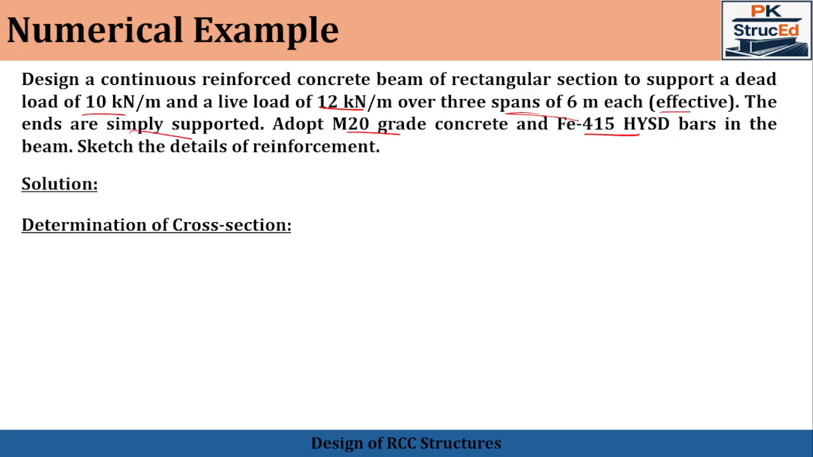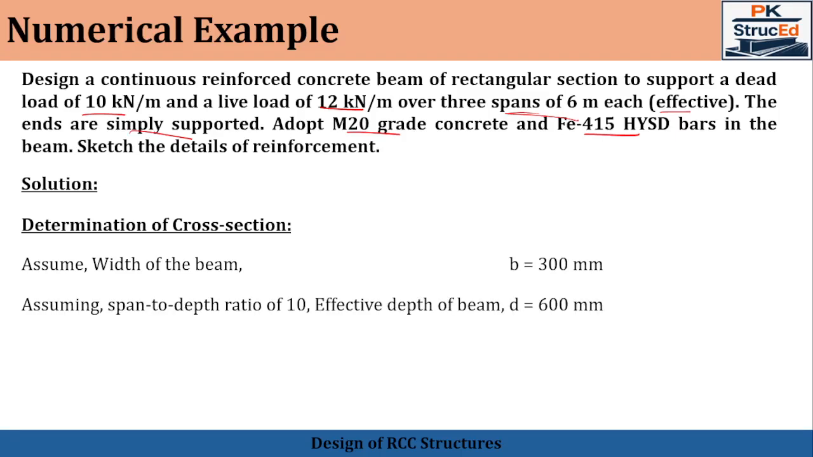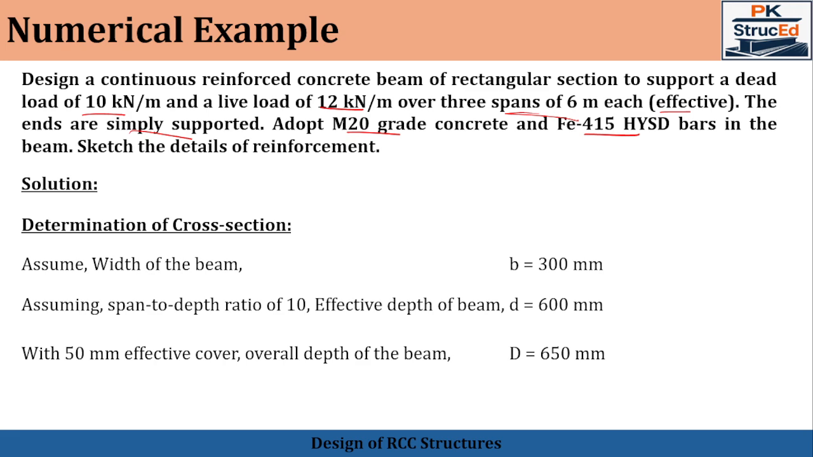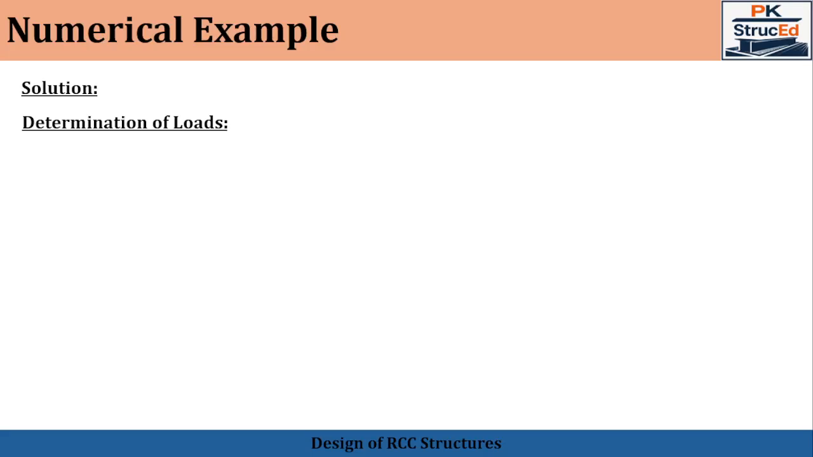We'll go on with determining the cross section of the beam. In that case, we are assuming the width of the beam as 300 mm and assuming a span to depth ratio of 10, the effective depth of the beam will be computed as 6000 divided by 10, which comes as 600 mm. And with a 50 mm effective cover, the overall depth of the beam is computed as 650 mm, that is the capital D.